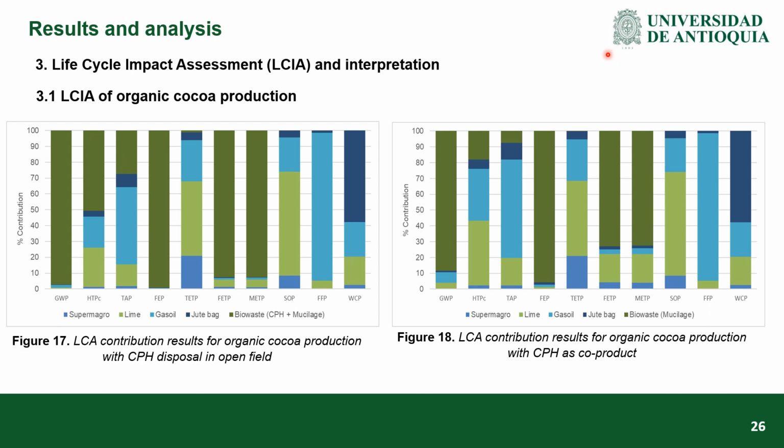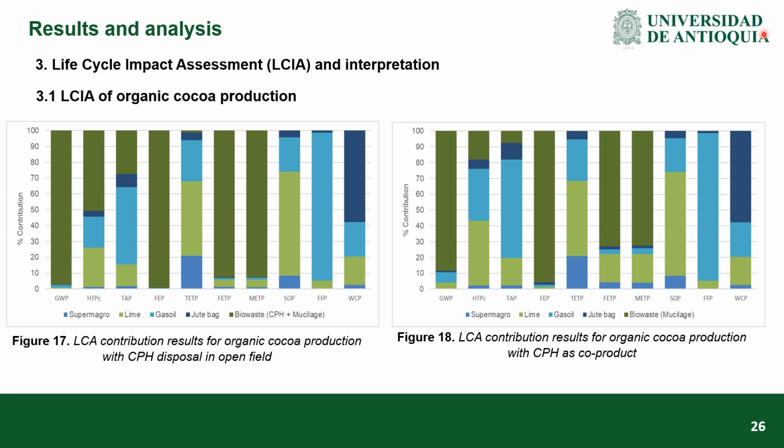In organic farming practice, the use of lime during the vegetative growth stage is common. The lime is the clear green. So this process contributes significantly to some impacts, as we can see here: the human toxicity, the terrestrial acidification, the terrestrial ecotoxicity, freshwater and marine ecotoxicity, and even more to the mineral resource scarcity due to the mining extraction required to produce the lime.